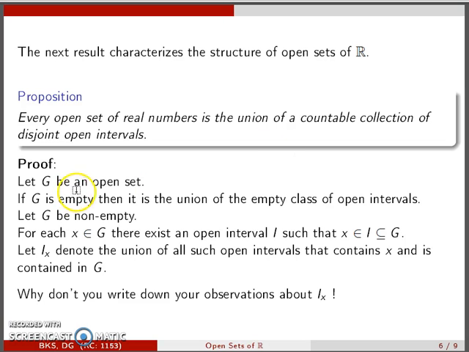Proof. Let G be an open set. If G is empty, there is nothing to prove. So let G be non-empty. For each x belonging to G, there exists an open interval I such that x belongs to I, which in turn is a subset of G. That we have already seen. Now, let us consider Ix to be the union of all such I.